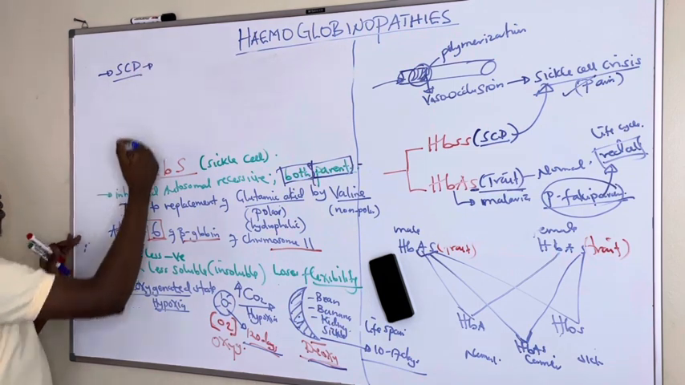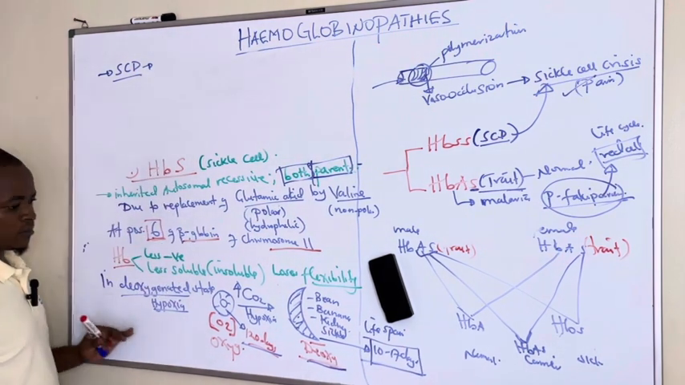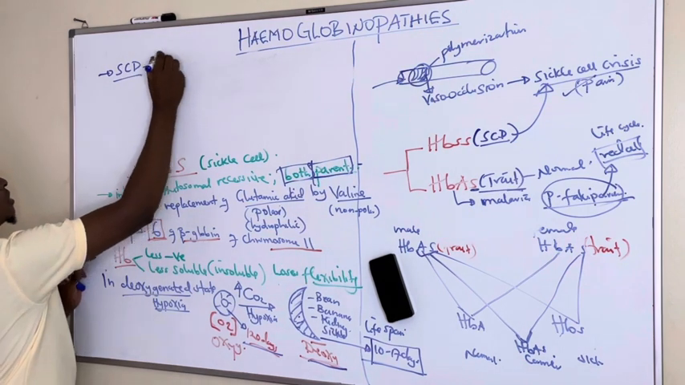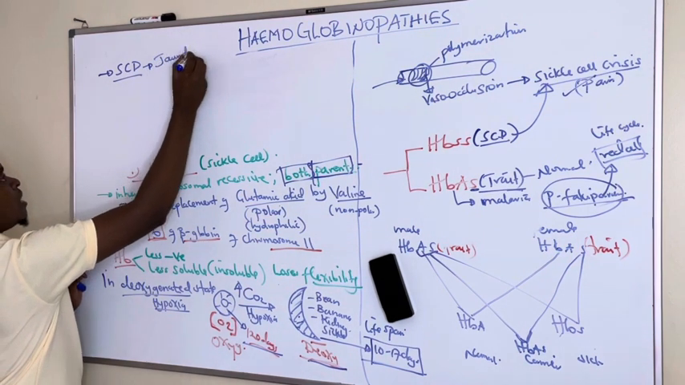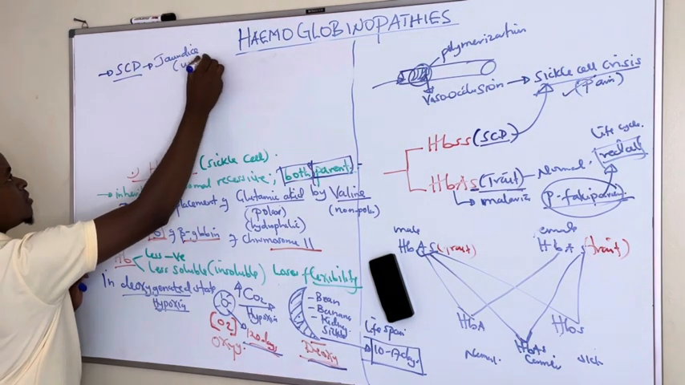So these people, because there is increased hemolysis of red cells, normally have jaundice due to hyperbilirubinemia. And the type of hyperbilirubinemia is unconjugated.